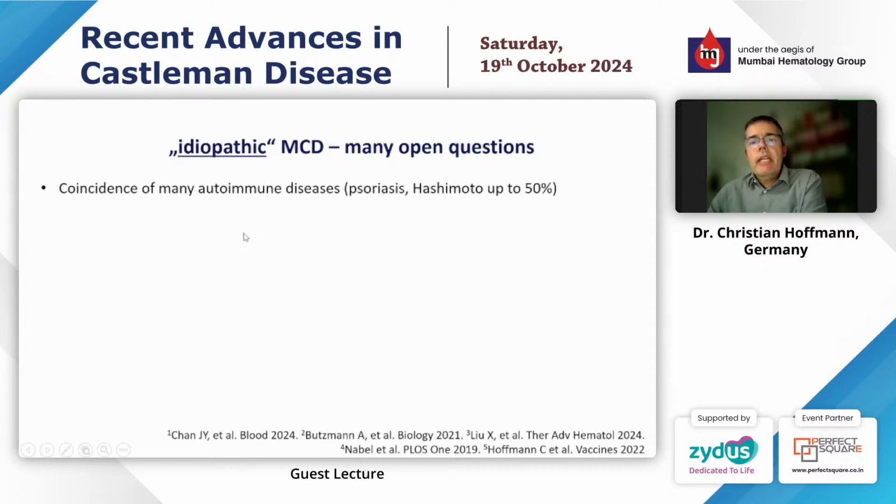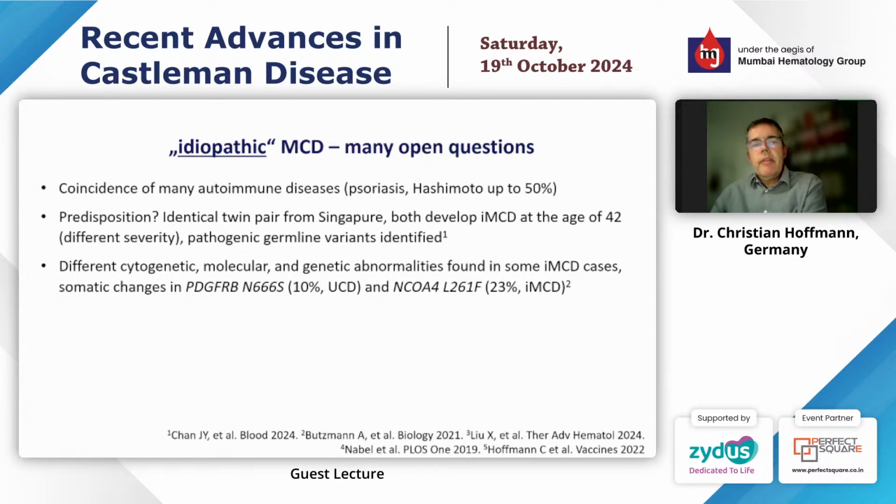shows that there are many open questions, and we have the coincidence of many autoimmune diseases, psoriasis, for example, Hashimoto. Maybe there is a predisposition. There's been a very interesting case report of an identical twin pair from Singapore, both developing IMCD at the age of 42. Of note, with different severity. One was sick and one was not very ill, and there were pathogenic germline variants identified.